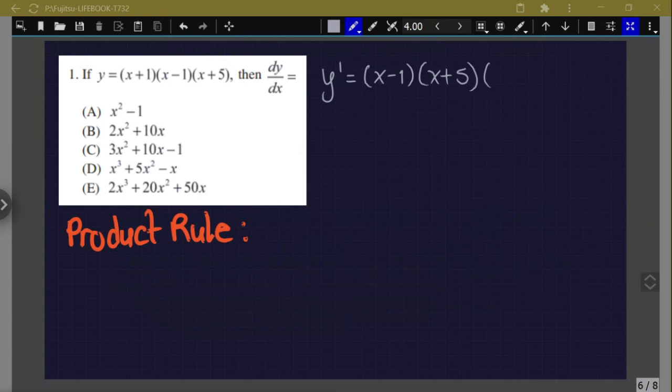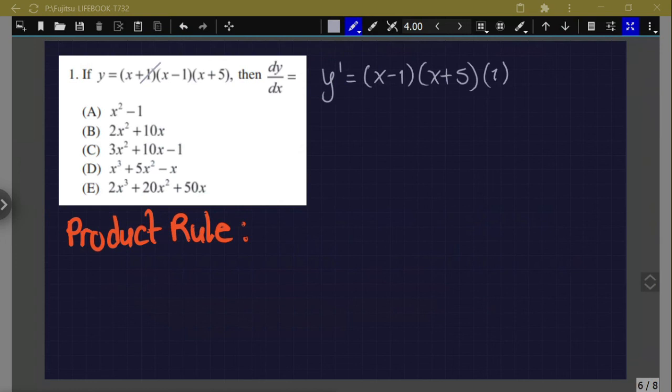But what is the derivative of the first one? If you look at it, it's simply going to be 1, because the derivative of x plus 1 is 1. Remember that the 1 is going to go to 0, and the x is going to be equal to 1 if you apply the power rule to x.